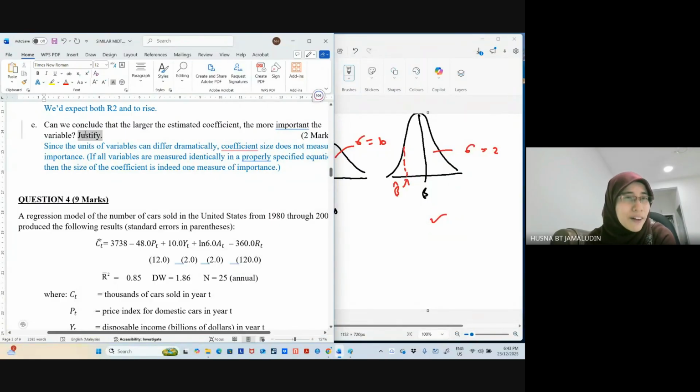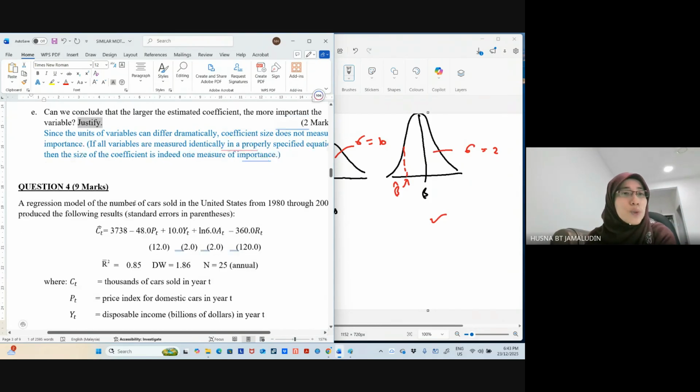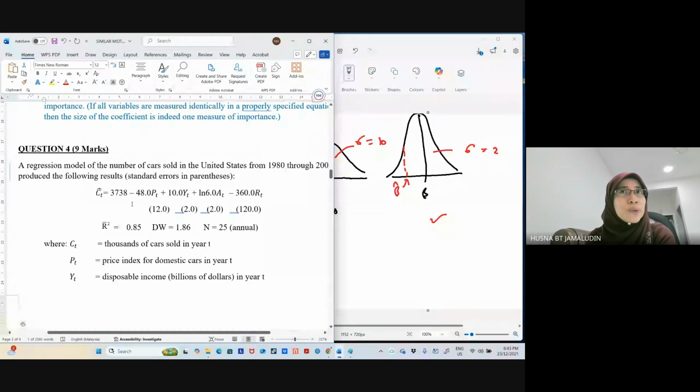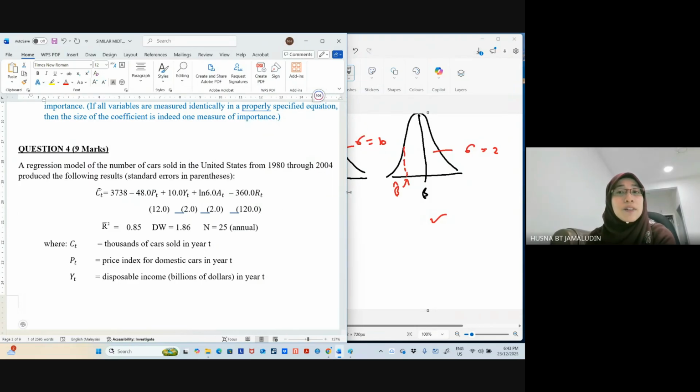Because you have to justify somehow, but even though you have to justify, basically you have to use your logic, okay? So question 4 means that you have to think a bit, okay? So let's look at the question. How does it look like?